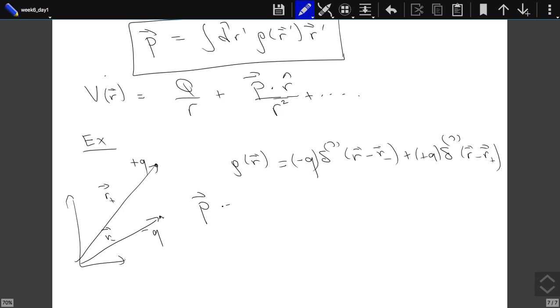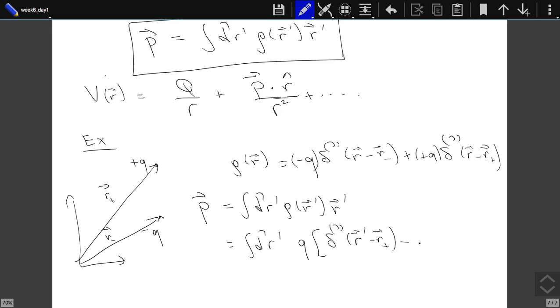So let's calculate the dipole moment. The integral d cubed r prime, rho of r prime. This is our definition of the dipole moment. We just need to put in our charge density, q times the Dirac delta of r prime minus r plus, minus the Dirac delta of r prime minus r minus, times the r prime vector.